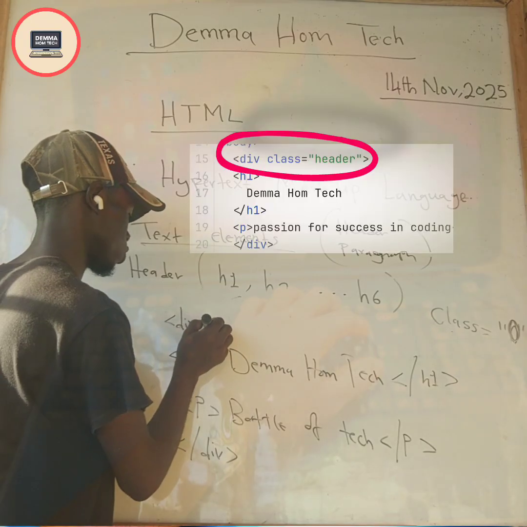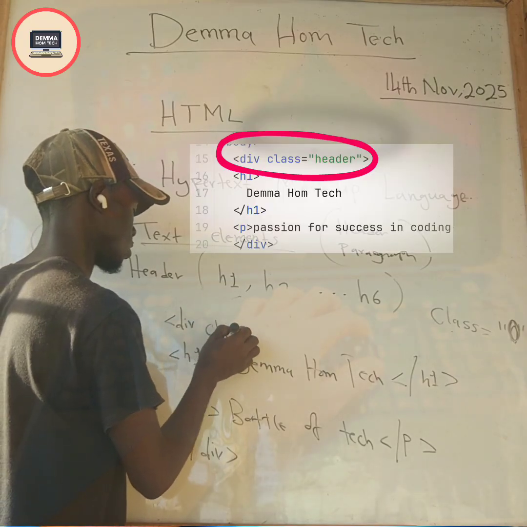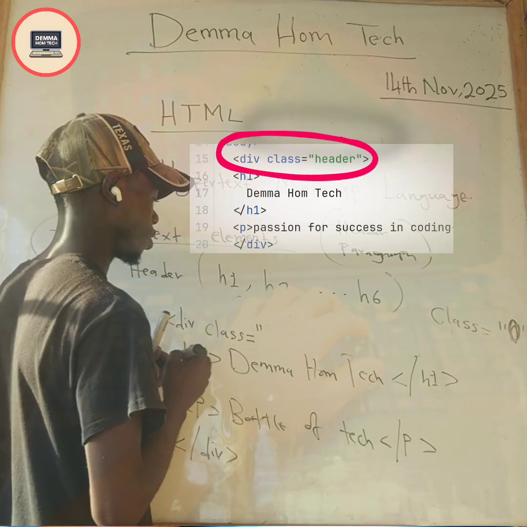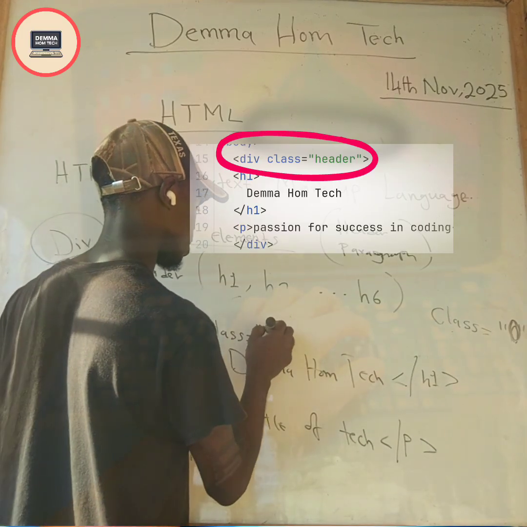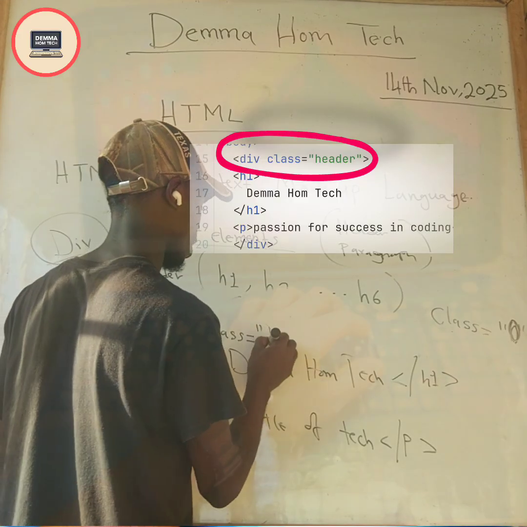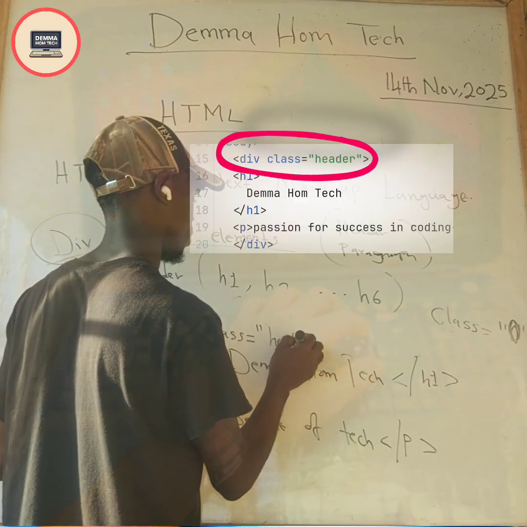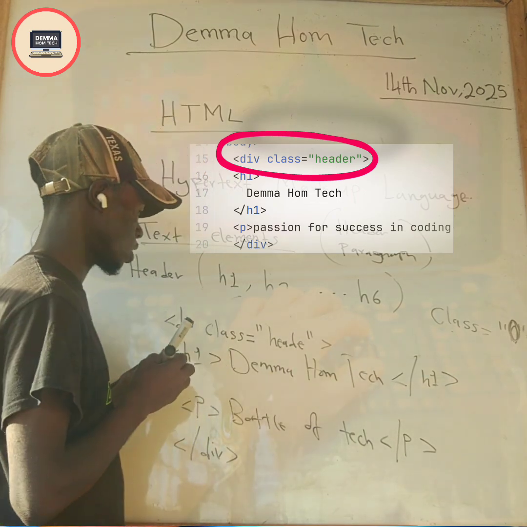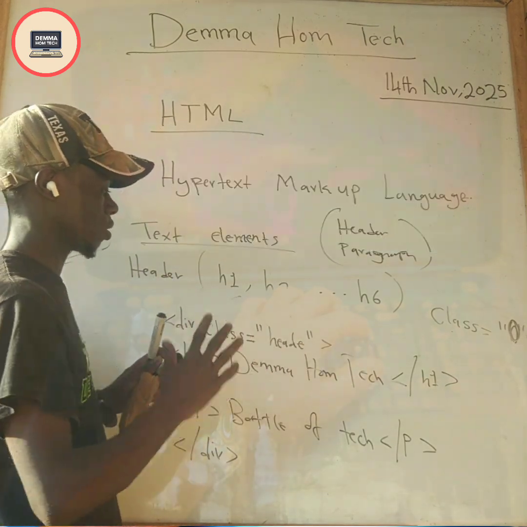You just say div class, then equal to, then you bring this in double quotation. Then let's just class it as header. But you can class it anything. I don't mind, but let's say header. Then you close the double quotation. Then you close the tag. So this is how you have classed it.